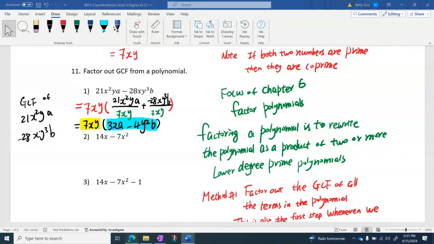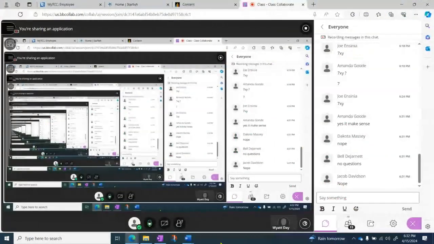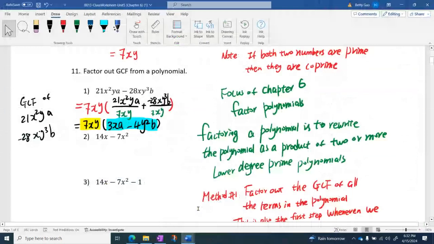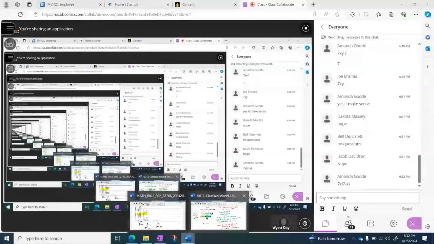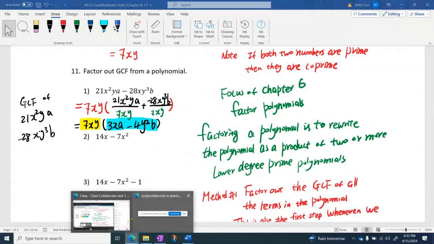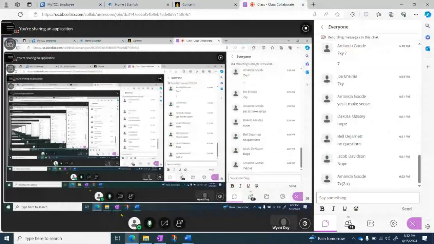14x minus 7x squared. Try number 2. Factor 14x minus 7x squared. This is also a binomial. Seven x times parentheses 2 minus x. Very good. Thank you, Amanda. You are very fast, and that is correct.